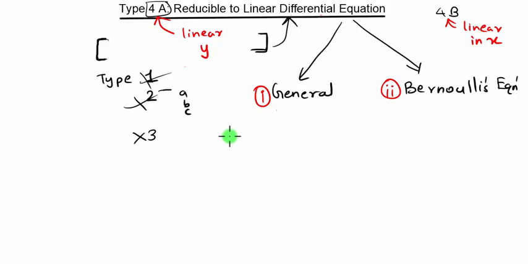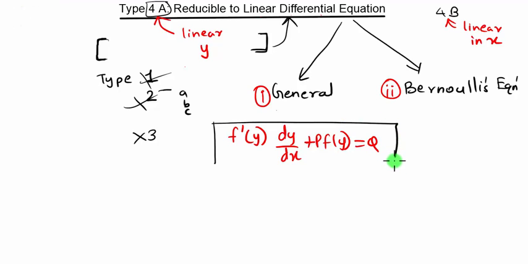So what is general equation? General equation is of the type f dash of y dy by dx plus p into f of y equal to q, mind my words, it is linear in f of y. So when we are given this type of equation and it is not of the form type 1, 2 and 3, then it will be a form of 4a when it is dy by dx, or type 4b when it is dx by dy.